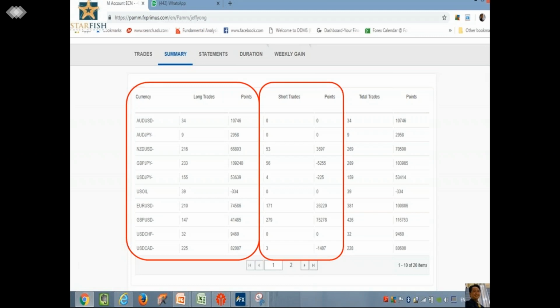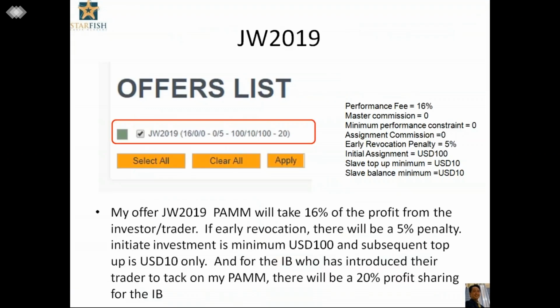Do you mind going to the last slide? Again, the offer is very attractive. You're only having a profit sharing of 16%, and your interval is on a quarterly basis. So for those of you who wish to read up more or understand more about Jeff Yong as a PAMM master, please go to our website, go to PAMM, and search for Jeff Yong. You'll find his PAMM ID and also PAMM details there.